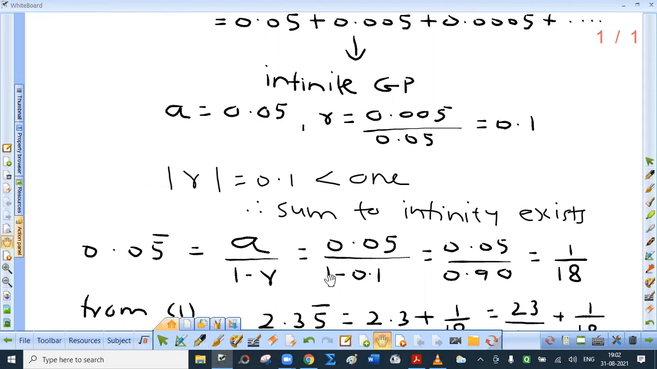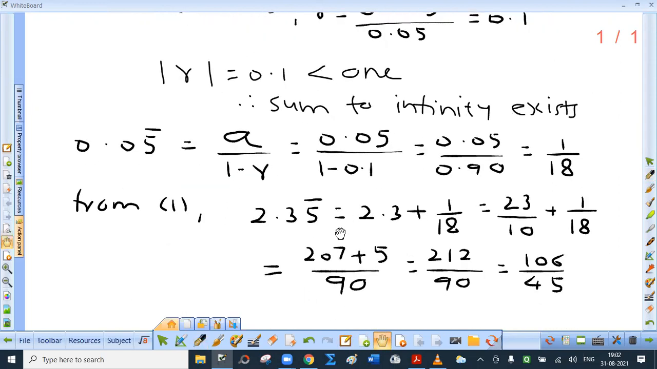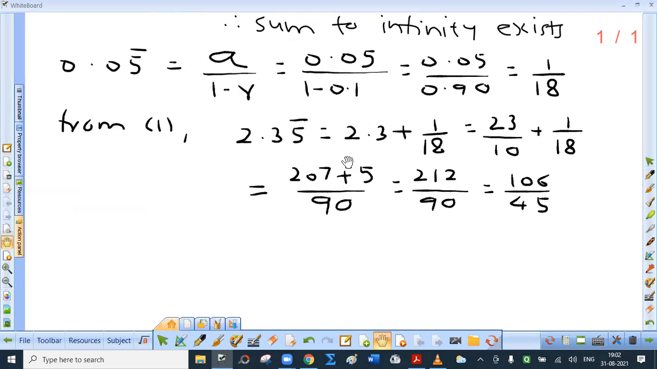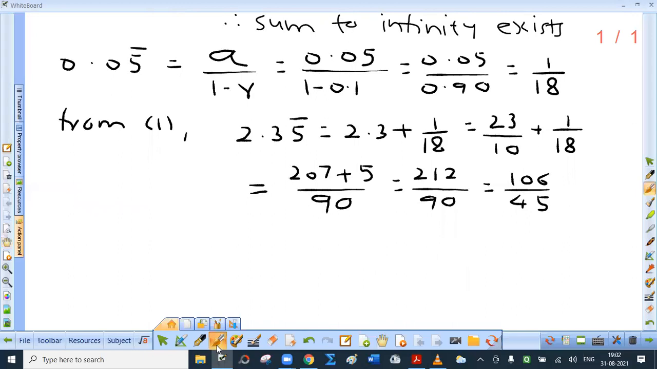So what is the formula? A upon 1 minus R. Substitute the value, so 1 upon 18. So 2.35 bar is 2.3, that is 23 by 10 plus 1 by 18 to get 106 upon 45. Right. Last part.